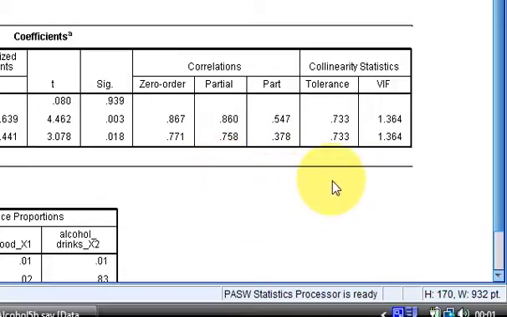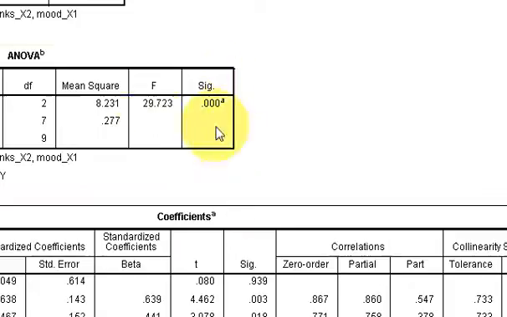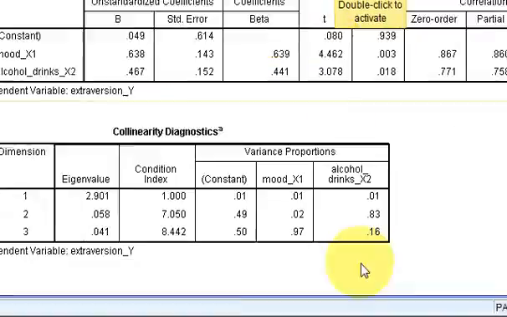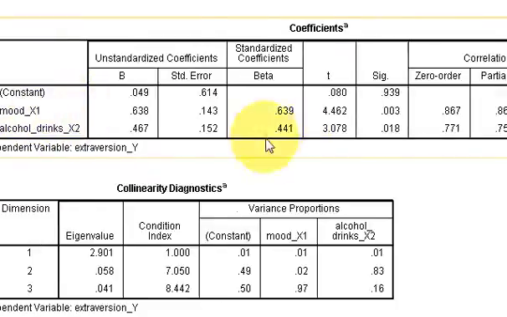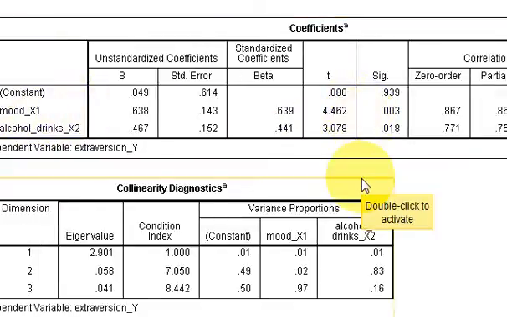Okay, so overall what that's shown us is that we've got a significant model based on our ANOVA table, and both of these factors are significant within that model, and then you just extract the various details and write them up and you're done. There we go, that's multiple regression in SPSS.